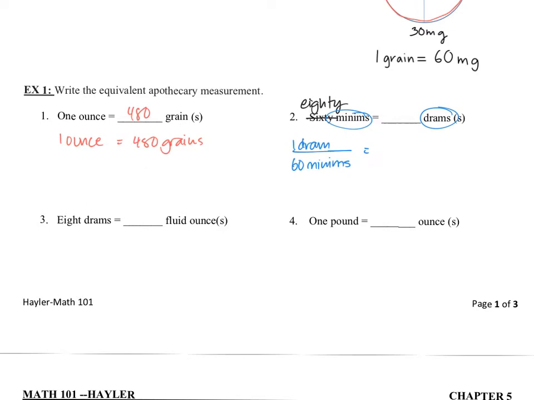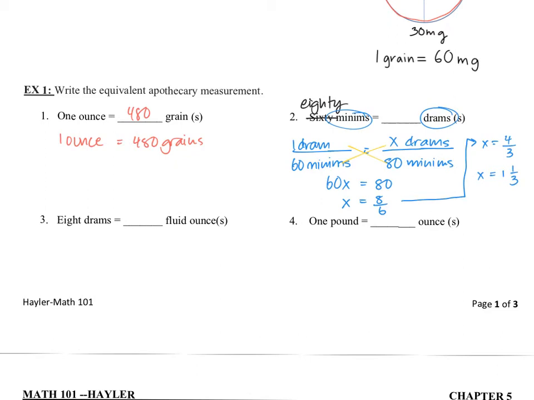Okay, so that equals, well, we're going to have to go ahead and make a proportion to find out how many drams. We don't know, so we're going to use X number of drams, and then our 80 minims. Okay, going ahead and cross-multiplying, we will get 60x equals 80, and then we can go ahead and solve that. So x equals 8 divided by 6. Simplifying, dividing top and bottom by 2, we would get 4 over 3, which would be the same as 1 1/3.